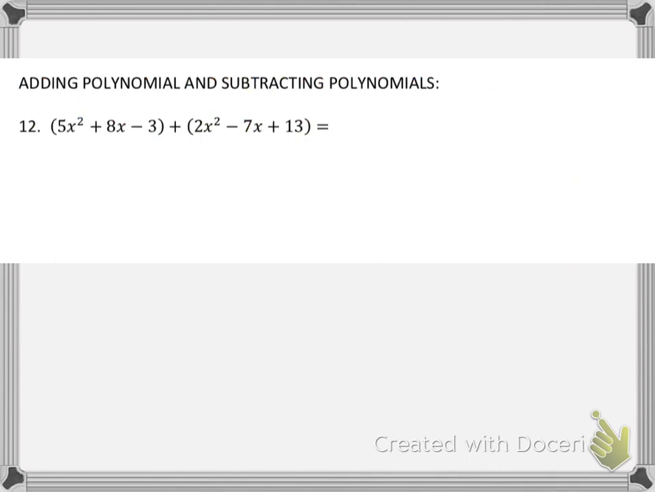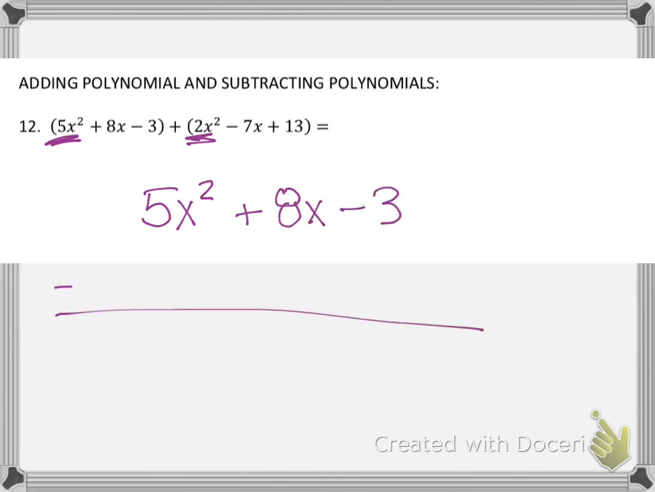So this very first problem is 5x squared plus 8x minus 3 plus 2x squared minus 7x plus 13. And we're going to look and find our like terms and line them up. So if I write that first polynomial in standard form first on my first line, I then can line up each term separately. So the 2x squared is going to go in my first column. The 7x is going to line up with my 8x in the second column. And the 13 is my constant. It's going to line up with my 3 in my third column.